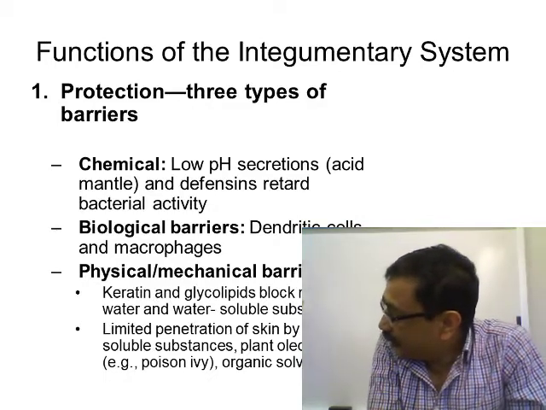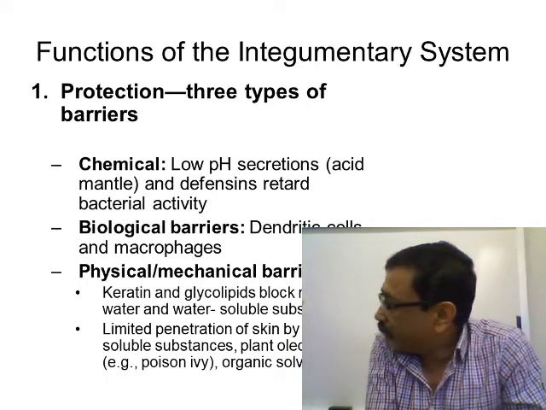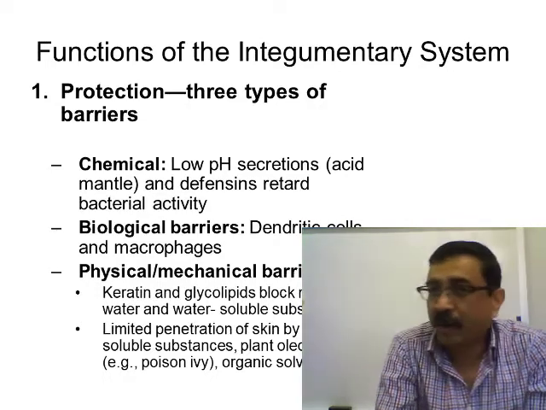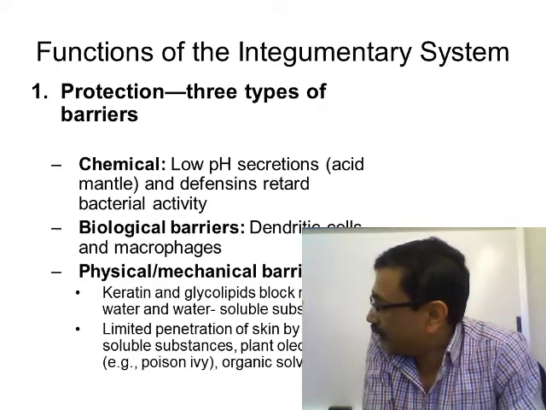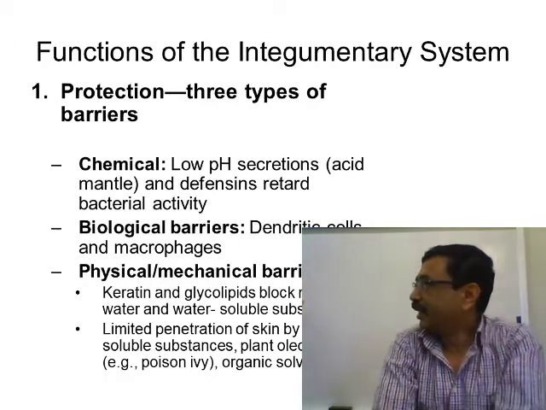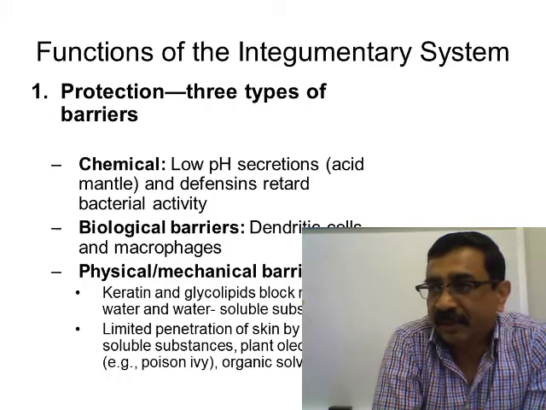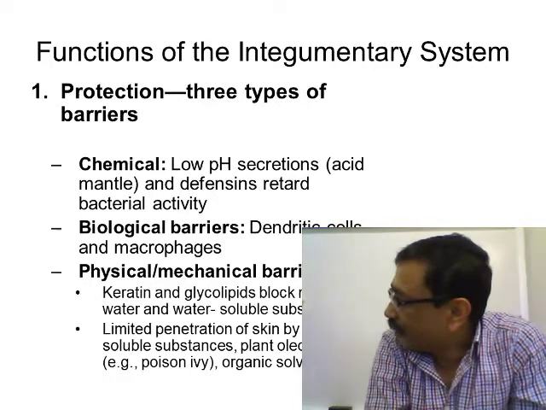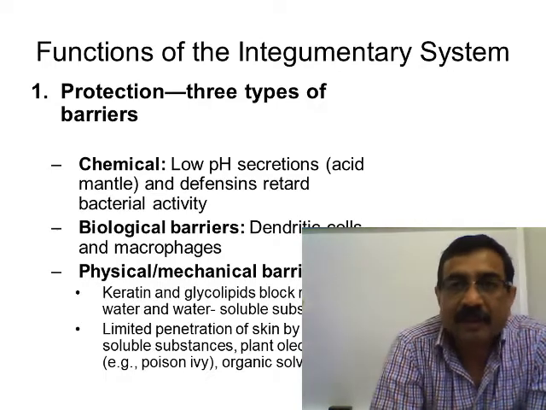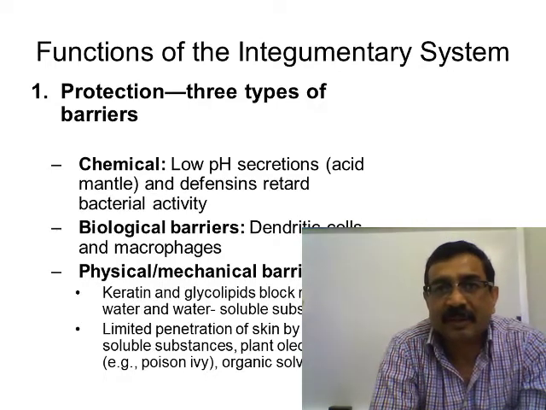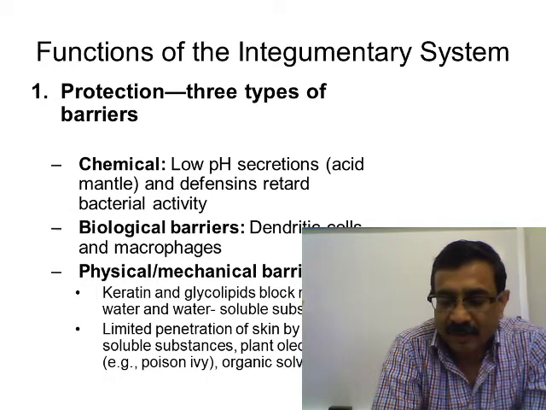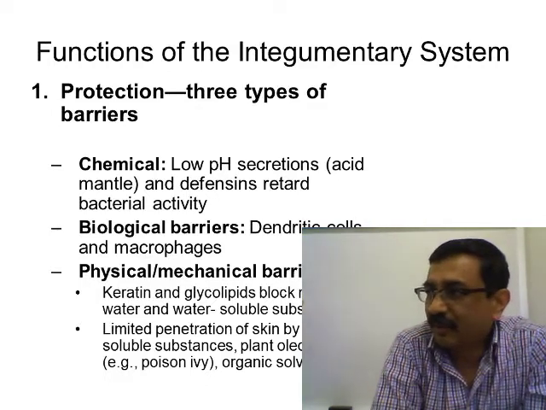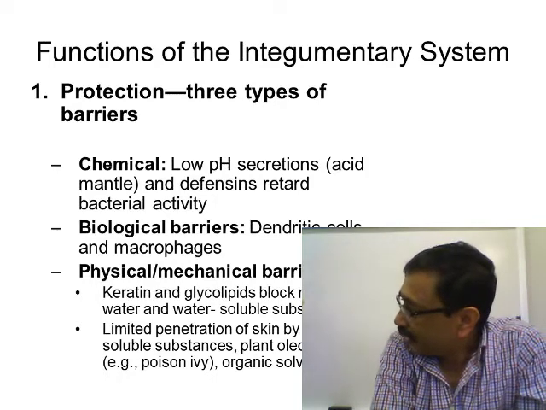Three types of protections are given by the skin: chemical protection, physical or mechanical protection, and biological protection. Chemical protection: skin secretes low pH chemicals, that means slightly acidic, and that inactivates or kills the microorganisms. So by secreting acidic mantle, skin protects your body. That's the chemical protection.